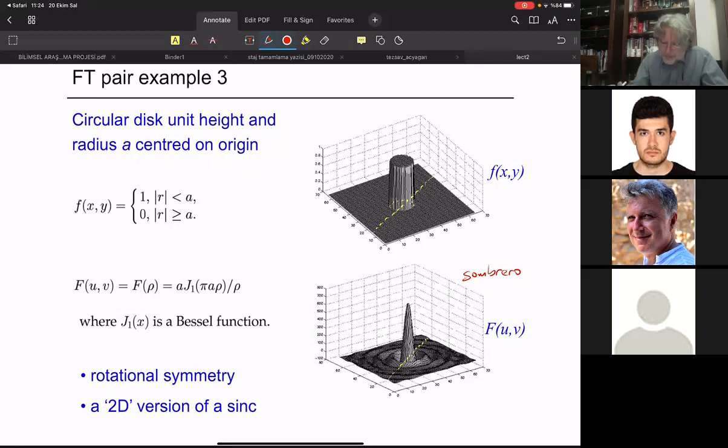rectangular cylinder. So symmetric things will produce symmetric things in the other domain, symmetric shapes in the time or space, symmetric shapes in the Fourier transform. This is the 2D version of a sinc, okay, a rotationally symmetric thing.